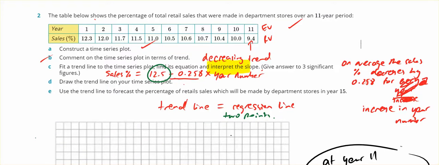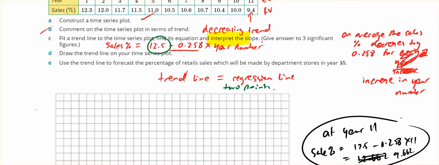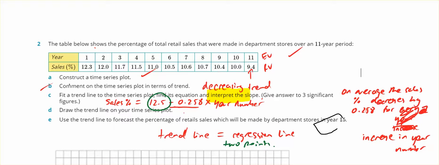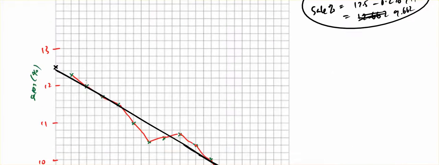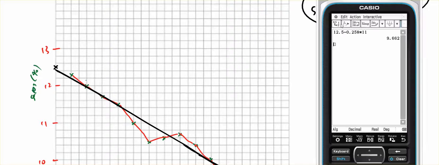So that's basically how you draw a regression line like that. Now, using the trend line, forecast the percentage of retail sales which are made by the stores in year 15. Okay, can you see that the data only extends to 12.3? So this is known as extrapolation. You're going beyond the data values. You're predicting beyond the data values. So to predict at year 15, you're just going to go 12.5 minus 0.258 times 15.